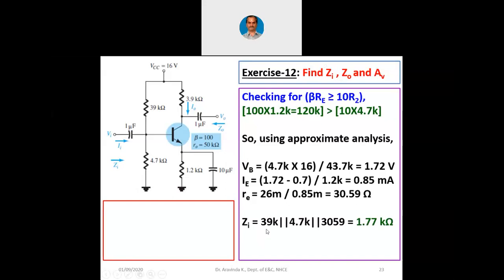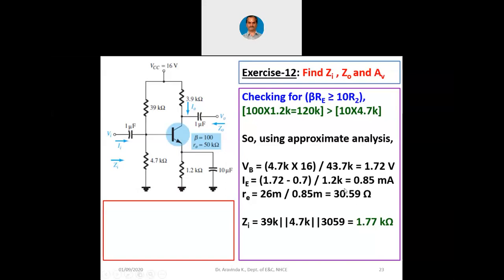Zi is 39K parallel with 4.7K parallel with 30.59. It is 1.77 kilo ohms. So Lokesh, good that you gave me the answer, but in general, always go for 2 decimal points. In electronics, we generally go for 2 decimal points precision.